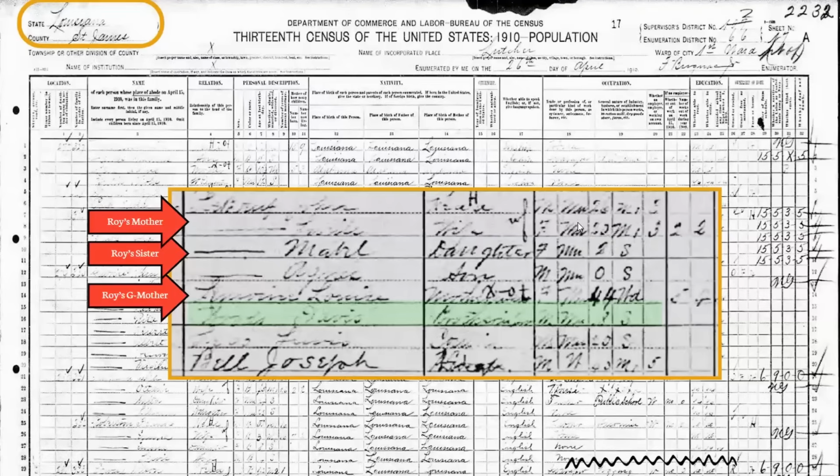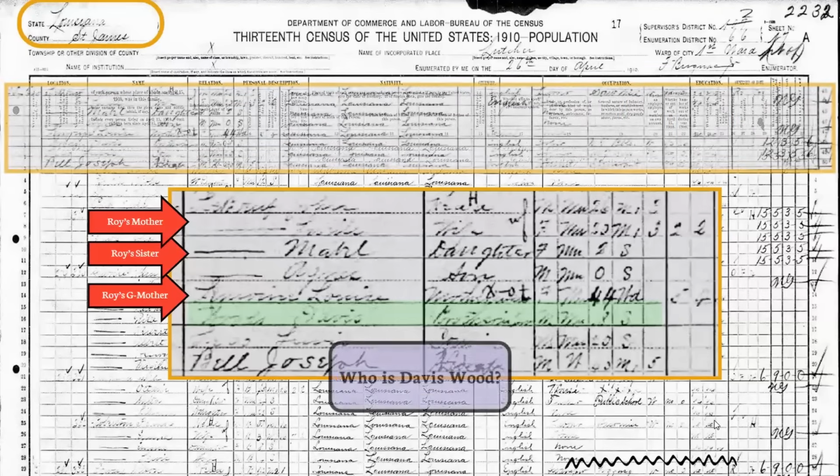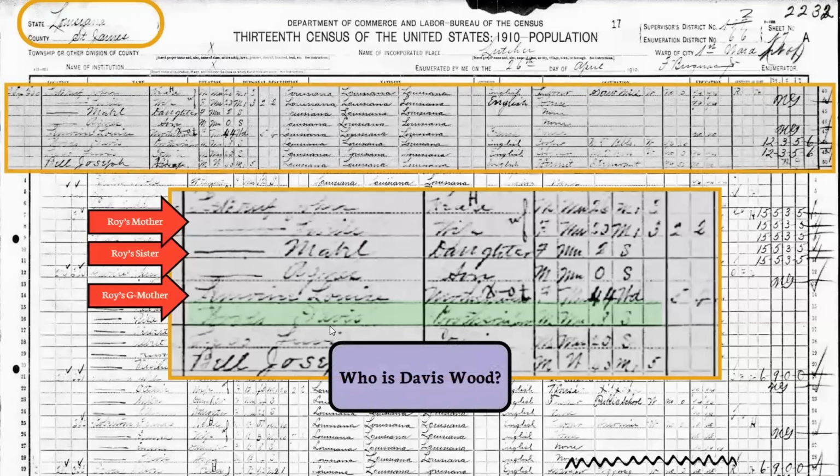Now notice also over here, this also says mulatto. Starting in 1920, moving backwards, every record I saw lists their race as either mulatto or black. So I was starting to wonder, okay, is this the wrong family? And also, who is this guy? Who's Davis Woods?